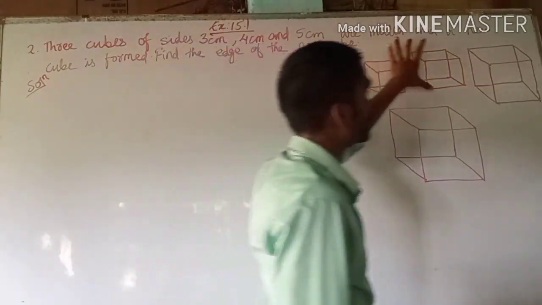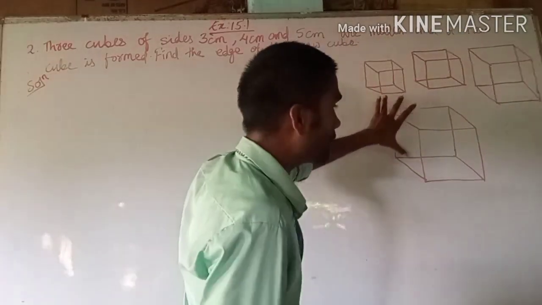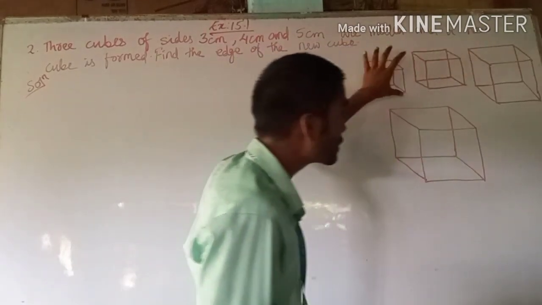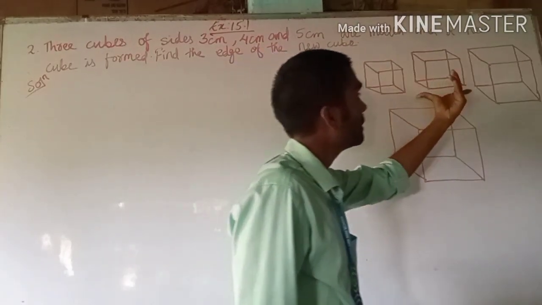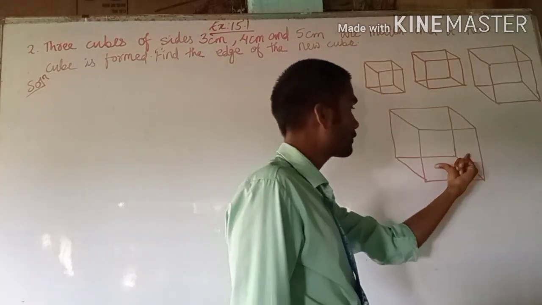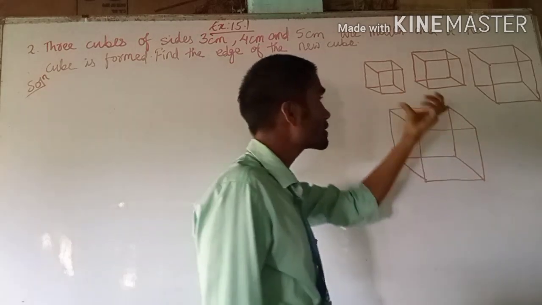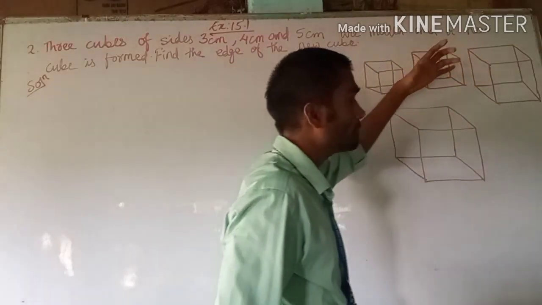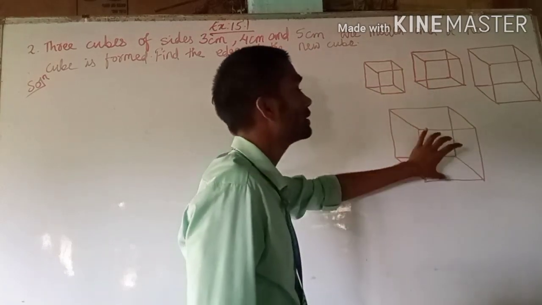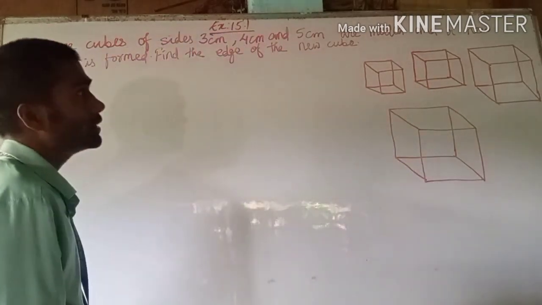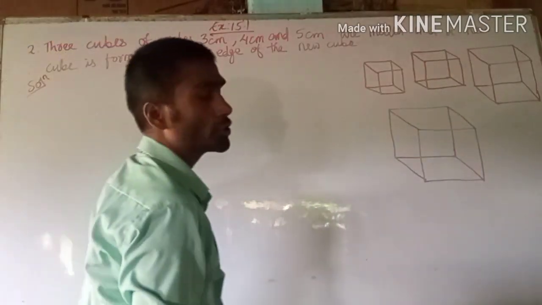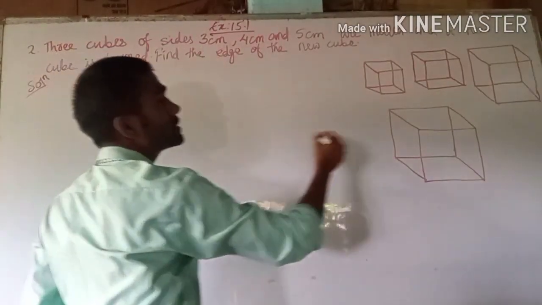Now these 3 cubes are melted and a larger cube is obtained. The volume of these 3 cubes, if we add them, will be equal to the volume of the larger cube, because they are melted and the shape is changed into a larger cube. The edges of the smaller cubes are given as 3 centimeter.